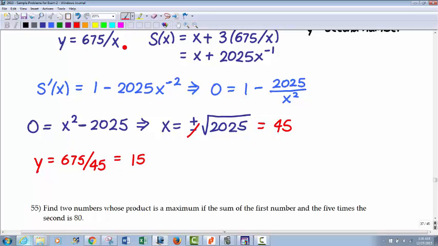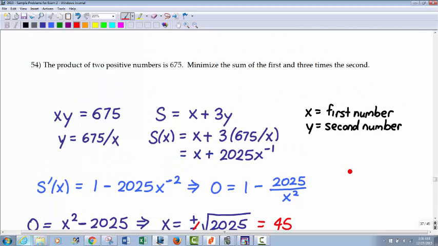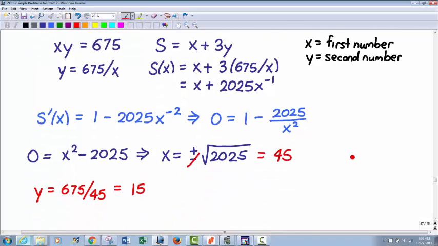So to get y, we can come right back up here where we have y in terms of x. Take 675 divided by 45. That gives you 15. So your two numbers are basically 45 and 15. That would satisfy that constraint, and it gives the smallest possible result you can get from x plus 3y.